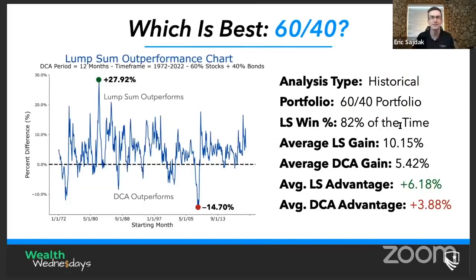Let's look at another asset class. So not just looking purely at stocks, but looking at more of a balanced portfolio. We'll just use the traditional 60-40, 60% stocks, 40% bonds here. Once again, we see these same things playing out.